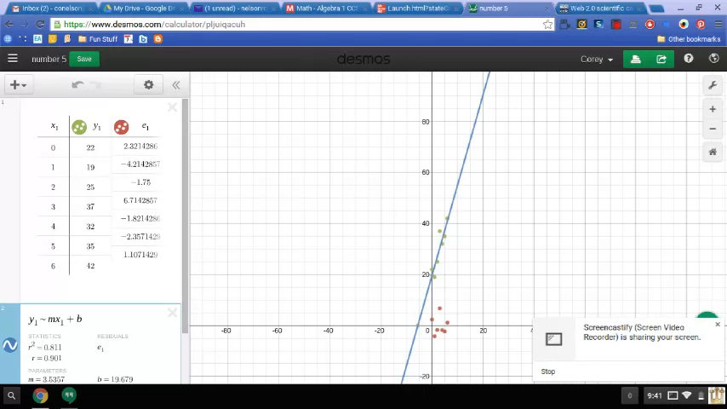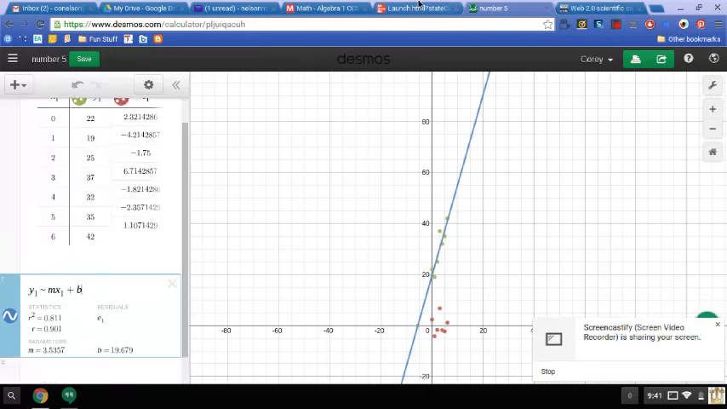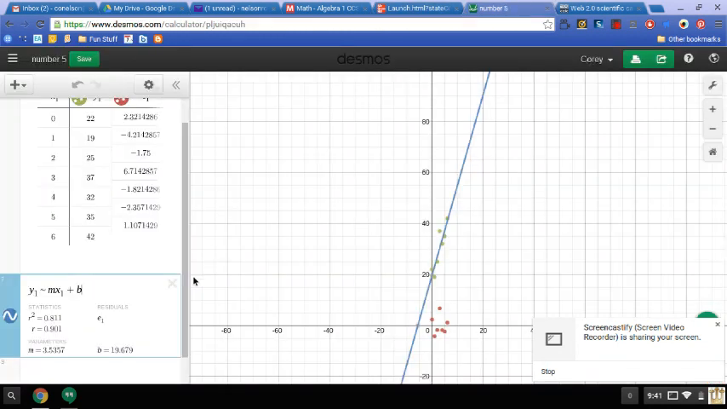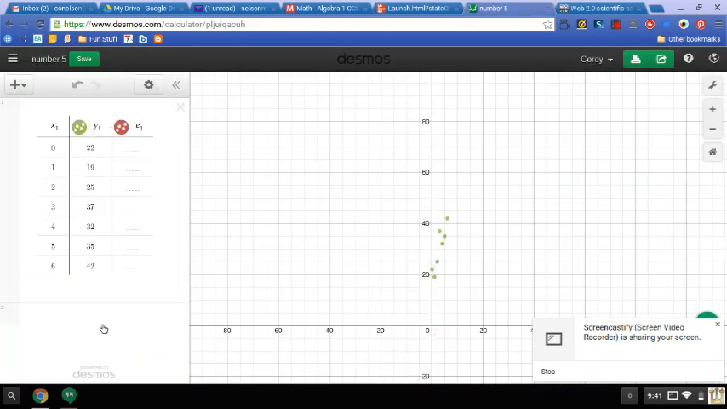And they give us the m. The slope is 3.54 and the y-intercept is 19.679. Let's look at the answer. You notice there it is: y equals 3.54x plus 19.68. And there's the correlation coefficient, 0.9007. This one's pretty good already. Still, we can go back to this.